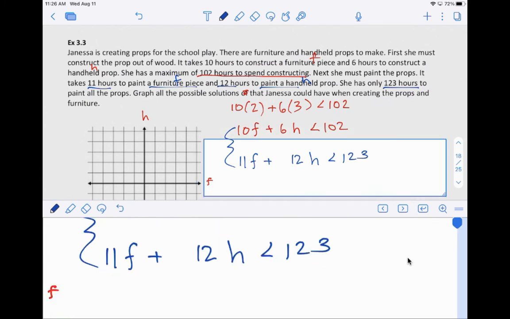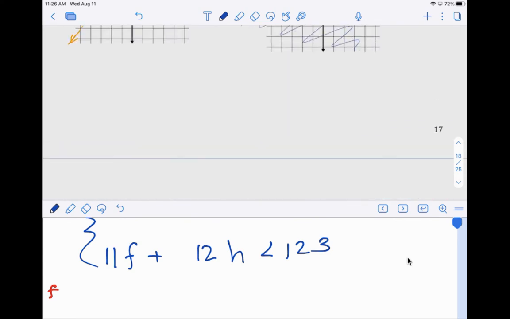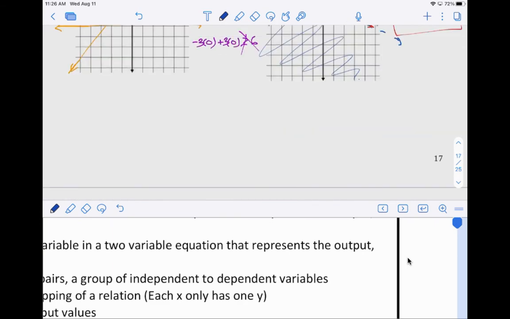Now there are 2 more constraints here that are not from the problem itself, but from the fact that we live in the real world. We only had 2 equations.